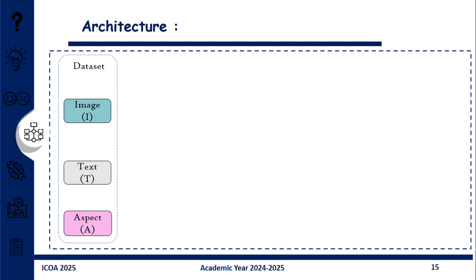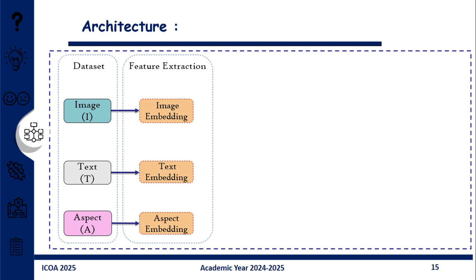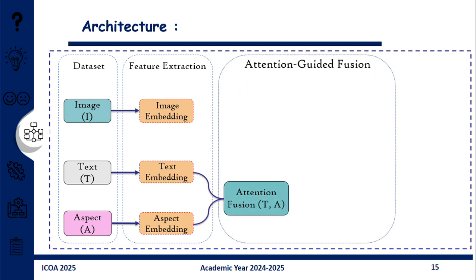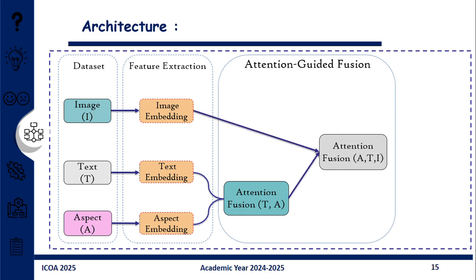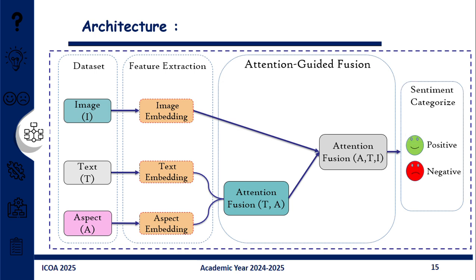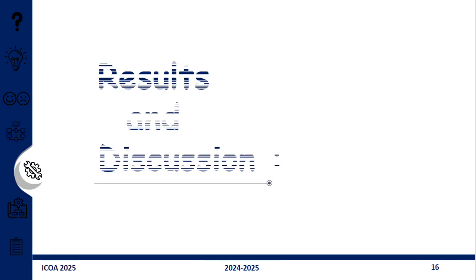In our architecture, in the dataset there are image, text, and aspects. We pass this information into feature extraction in order to get the embeddings. We pass these embeddings into the attention-guided fusion. We apply first attention fusion, which refers to additive attention. This first attention fusion is applied for textual information between text and the aspect. The second is for visual and textual information. We feed this into a classifier in order to get the sentiment categorized, positive and negative.